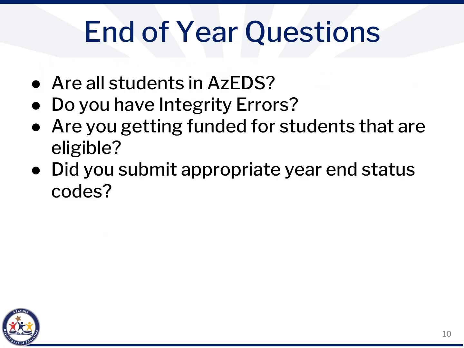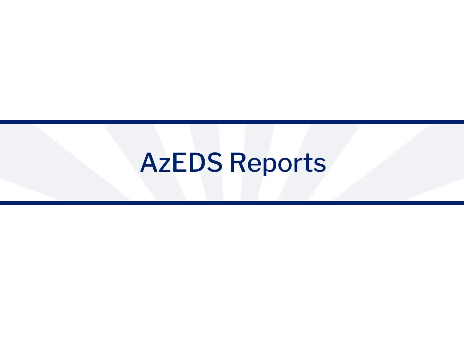I'd like to talk about end-of-year questions that you should be asking yourself. At the end of the year, you should know: are all of your students in AzEDS? Do you have integrity errors for those students? Are you getting funded for the students that you are eligible for? And did you submit the appropriate year-end status codes at the end of the year? Let's talk about the AzEDS reports that can help you answer some of those questions.